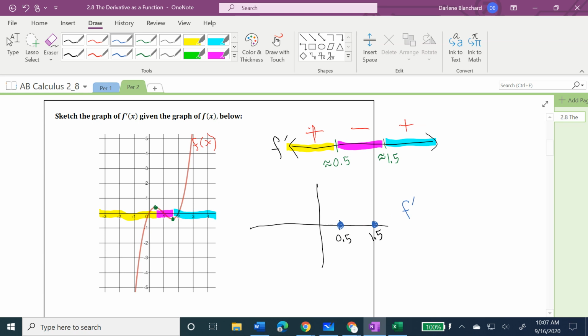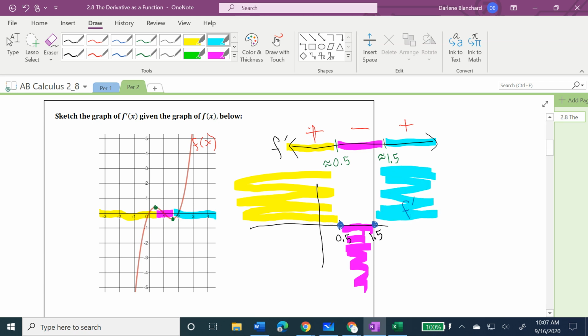Now, what each of the highlighted domain sections tell me are, when I am to the left of 0.5, I need to be above the x-axis. My graph exists only where I'm showing you in the highlight. My graph has a negative y value, so it only exists down here in between the 2 x coordinates, and then only exists up here.